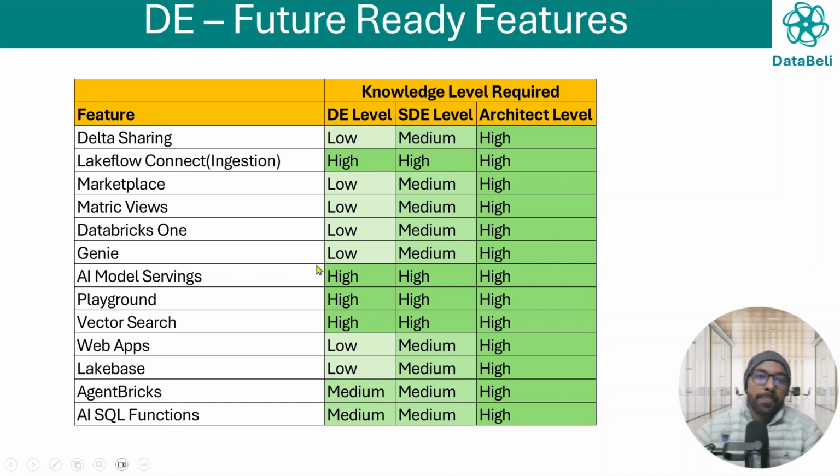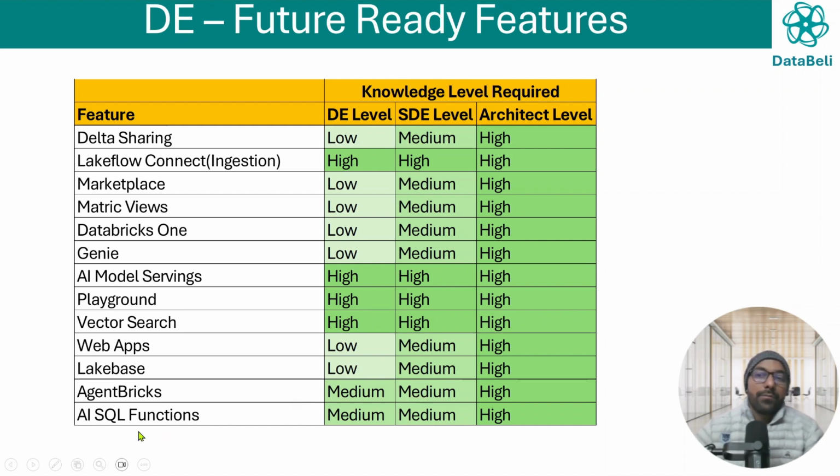AI model serving, these three features: model serving, playground, and vector search. If you want to be AI ready in future, this is something you must learn. That's why I have even kept it high for DE levels, because this will be the new normal after some time. And after using these features, we can build web apps in Databricks. We have Lakebase, which can act as a backend database for our web apps. Agent Bricks is a very new feature where we can create some agents and play around with it. It is also gaining a lot of popularity now.